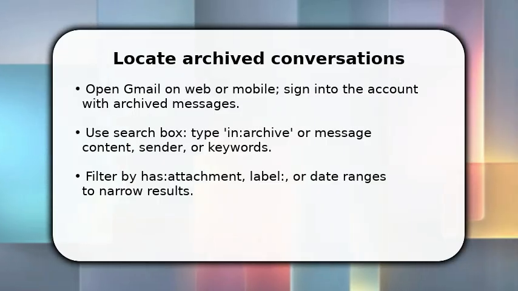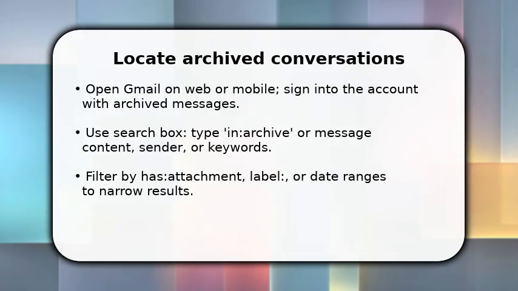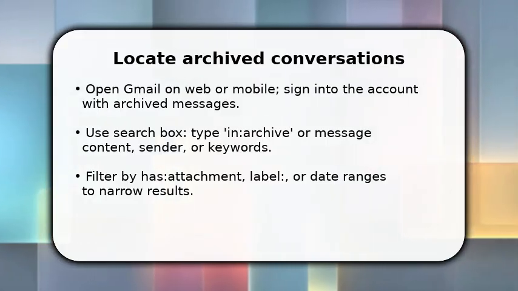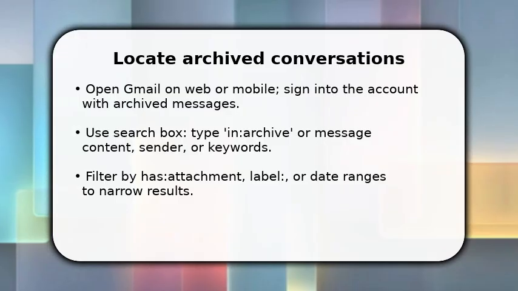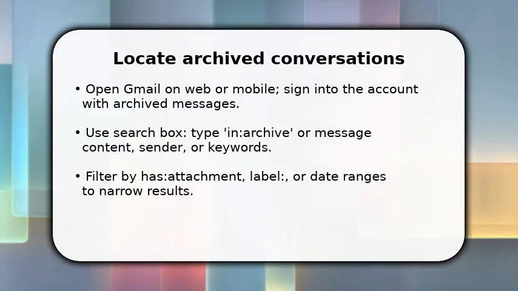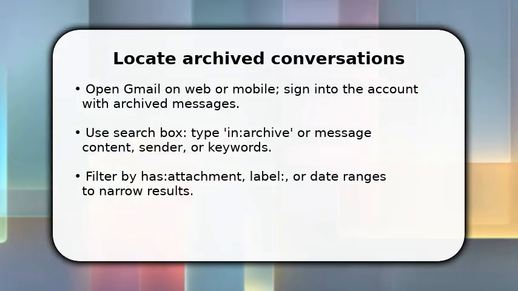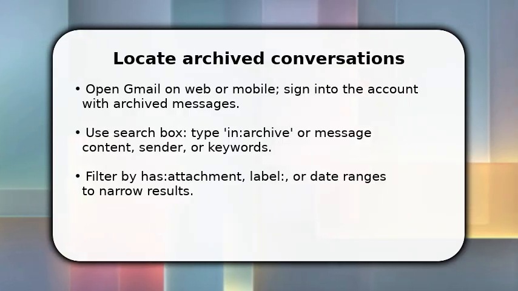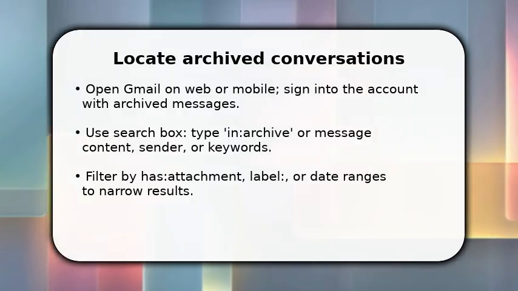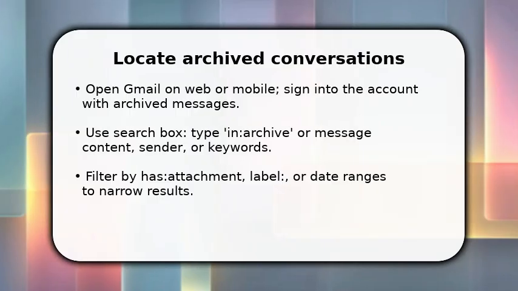You start by accessing Gmail and confirming you're in the right account. Archived mail stays in all mail, not in trash. Type in archive or a keyword tied to the message to surface archived items quickly. Once done, apply filters like sender, has attachment, or a date range to reduce noise.